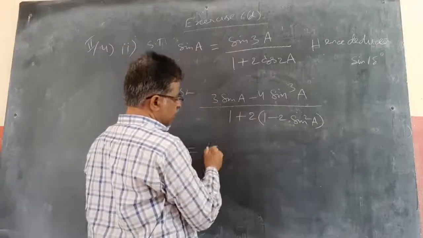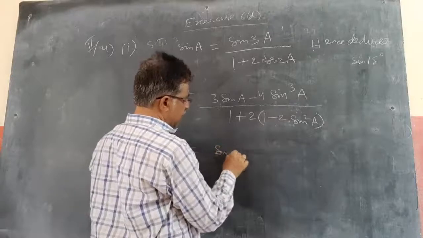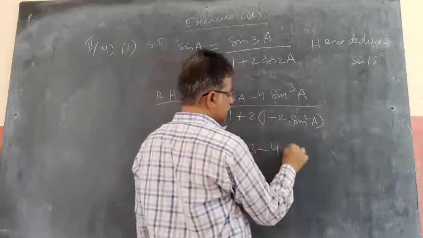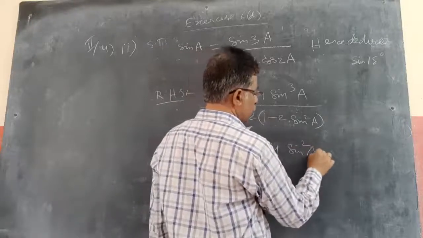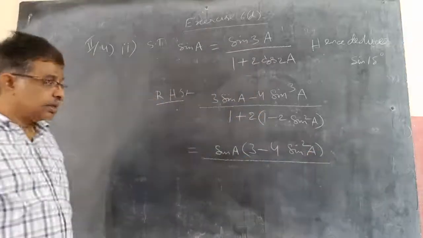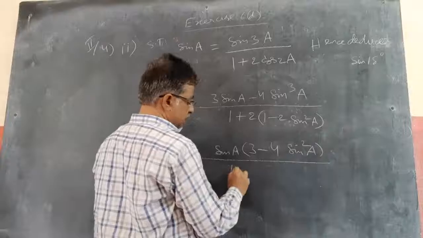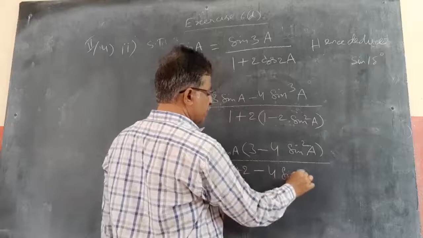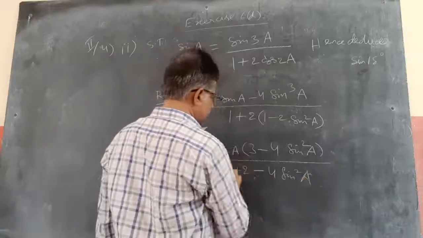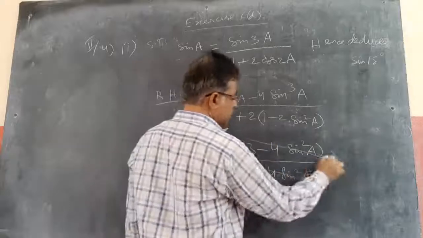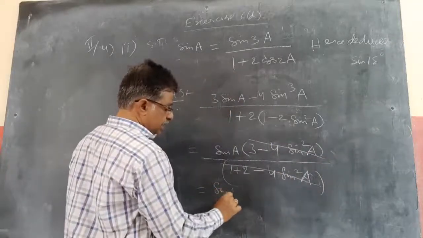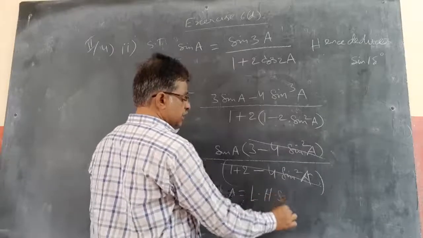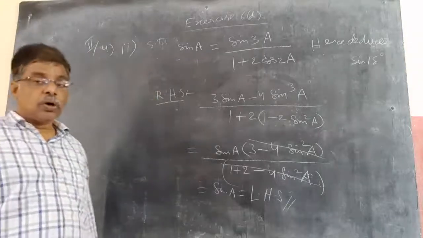Now if I take sinA common from the numerator, what is left is 3 − 4sin²A. Divided by, if I open the brackets here, 1 plus 2 is 3, minus 2 times 2 is 4sin²A. So 3 − 4sin²A cancels with 3 − 4sin²A, and it is equal to sinA, which is the LHS. So I proved RHS equals LHS.